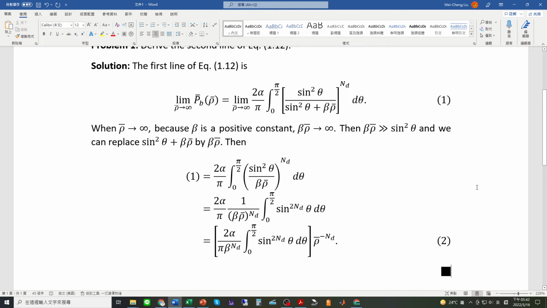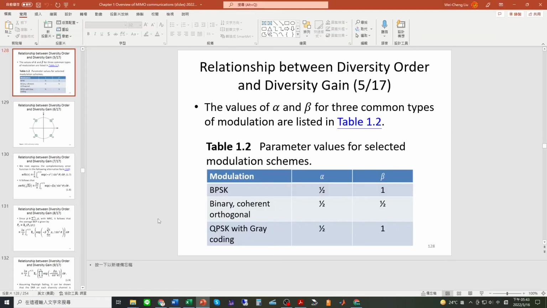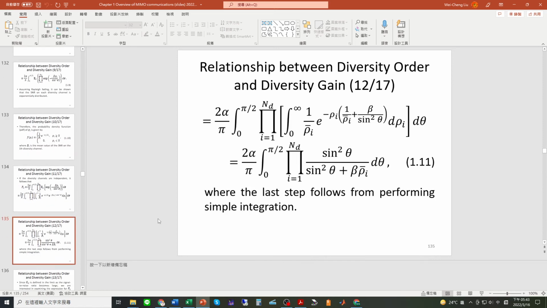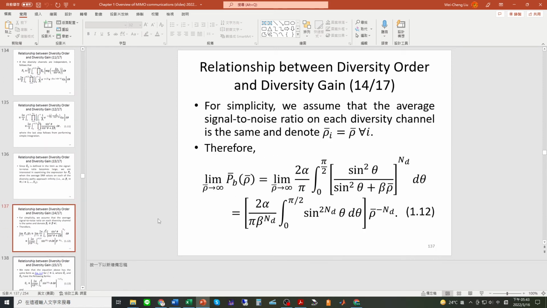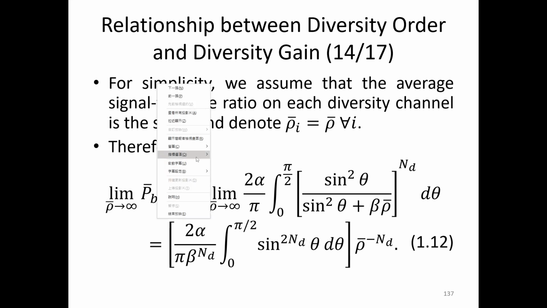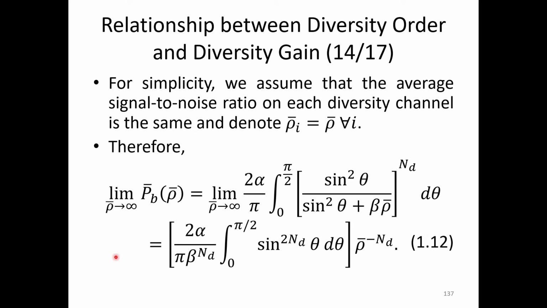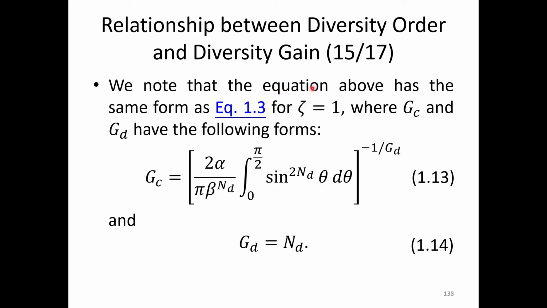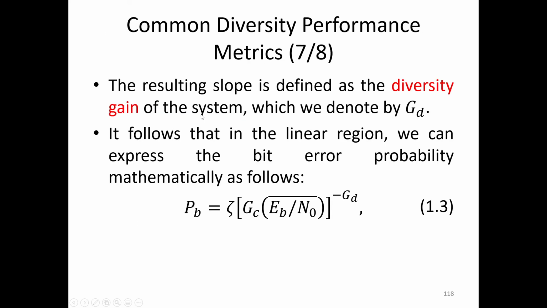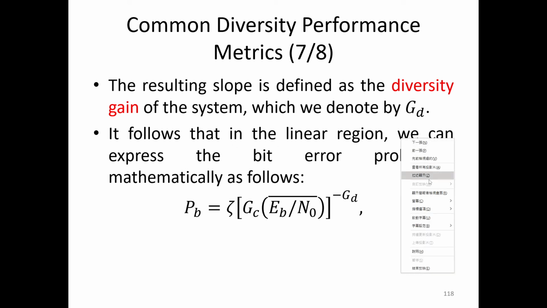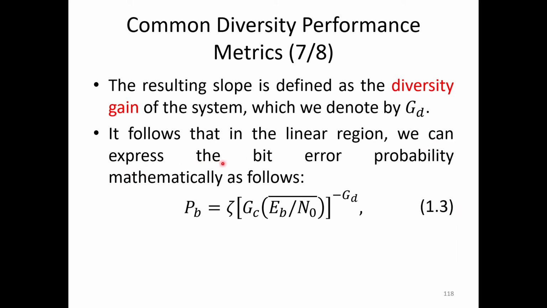So any questions? If you do not have any questions, let us go back to the slides and return to page 137. So finally we can get this equation. We note that the equation above has the same form as equation 1.3. Let us see equation 1.3. In equation 1.3, it follows that in the linear region, we can express the bit error probability mathematically as follows.